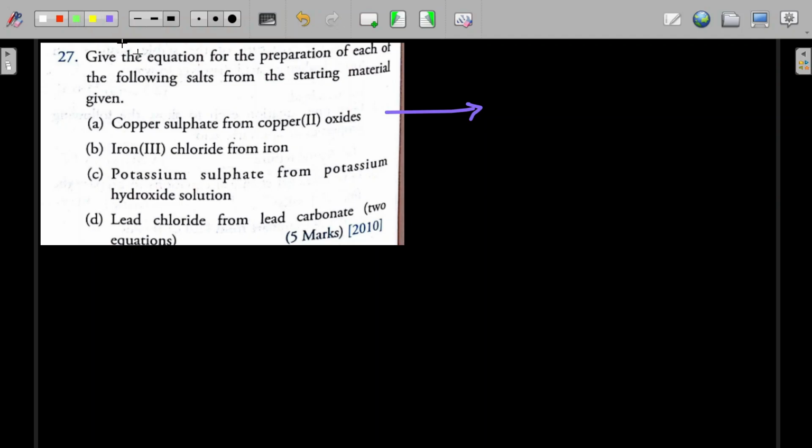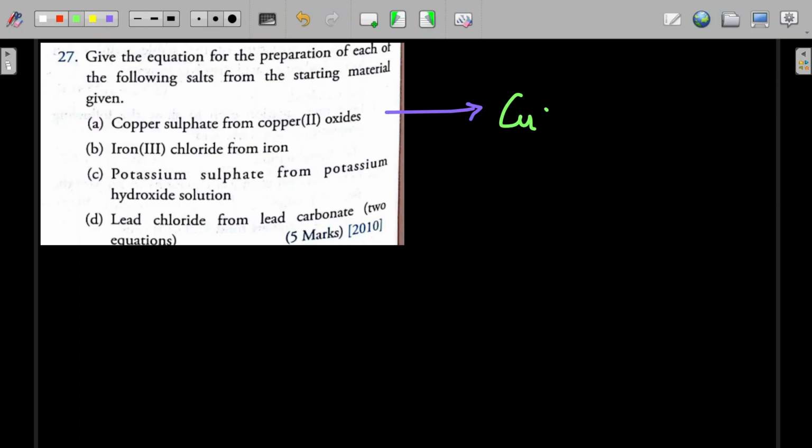Danish, can you tell me copper sulfate from copper 2 oxide? All of you can try yourself also. Danish. Okay, who else is there? Darshwana. You can try yourself also. Darshwana, can you tell me? Yes, sir.